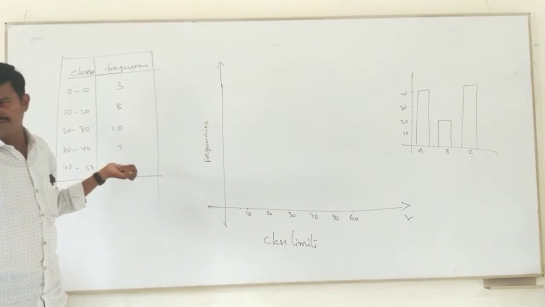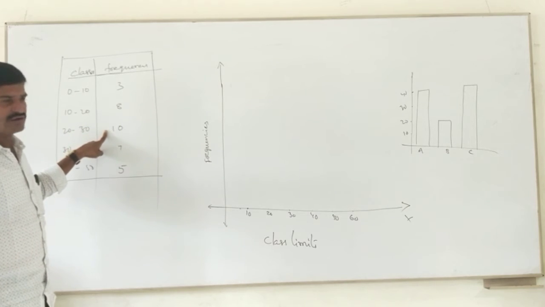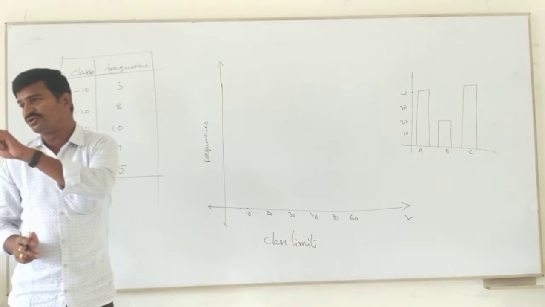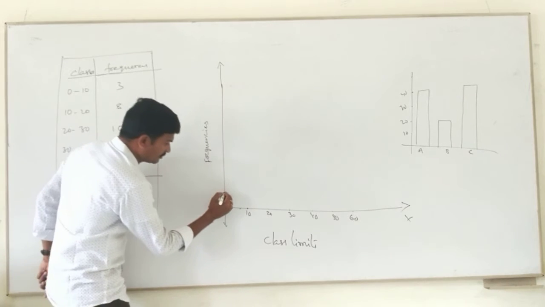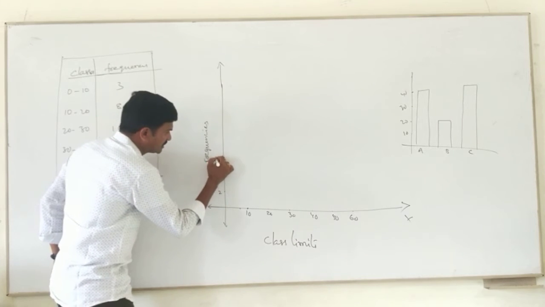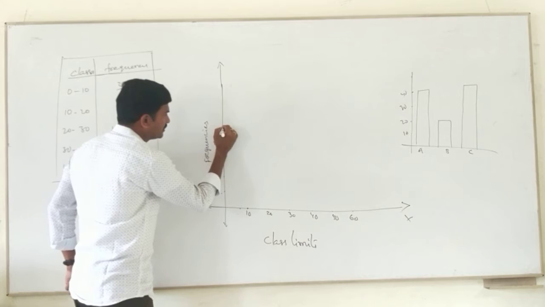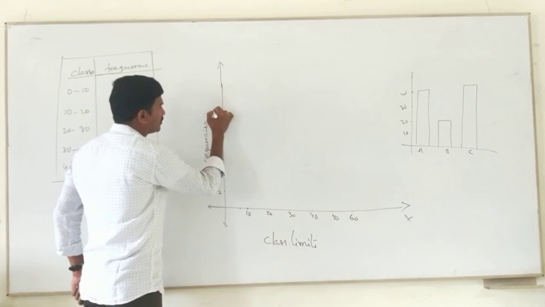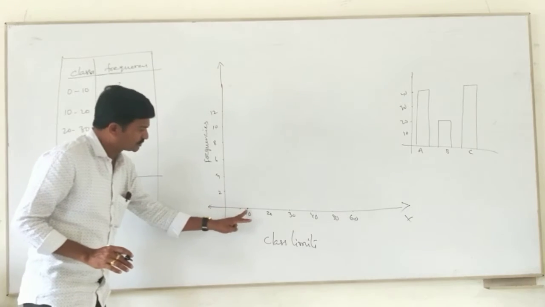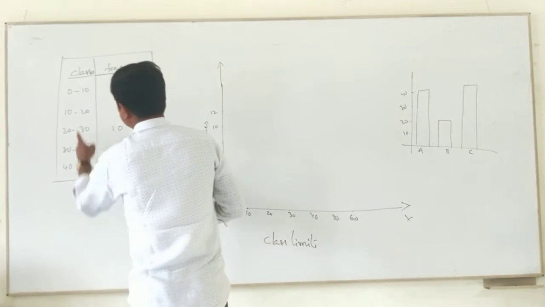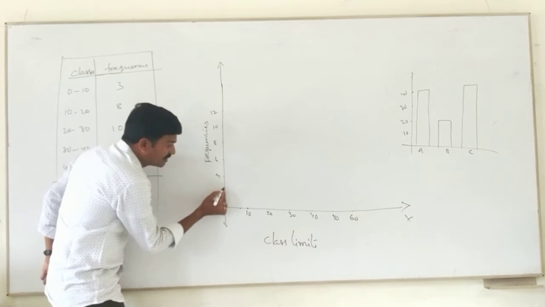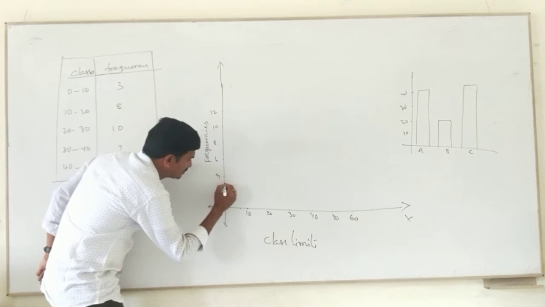Frequencies are numeric values. What is the maximum value? 10 only. So I am taking 2 units: on the y-axis, 1 centimeter is equal to 2 units. That means 2, 4, 6, 8, 10, 12. Now 0 to 10, what is the frequency? It is 3, so 3 means the middle of 2 and 4. So here, 3.